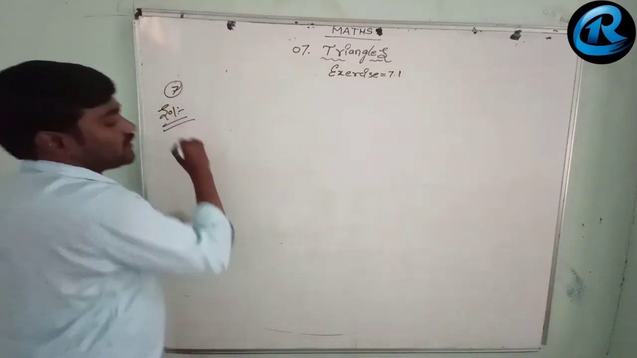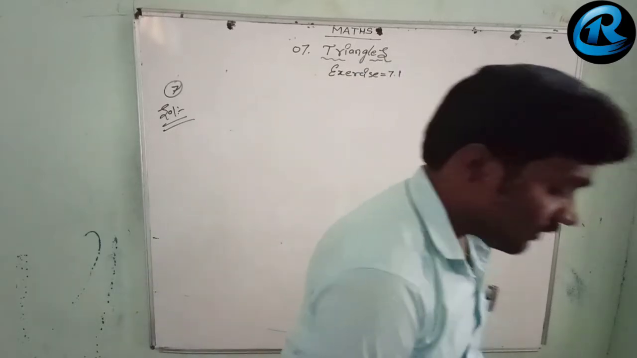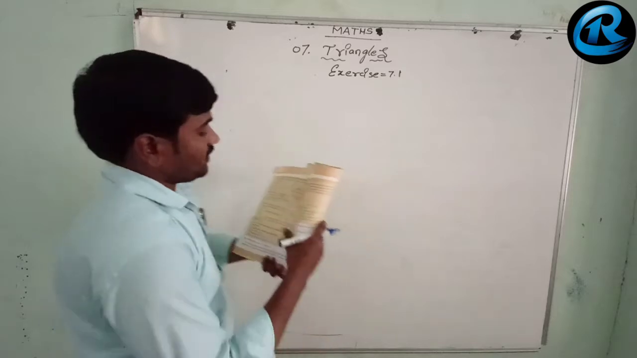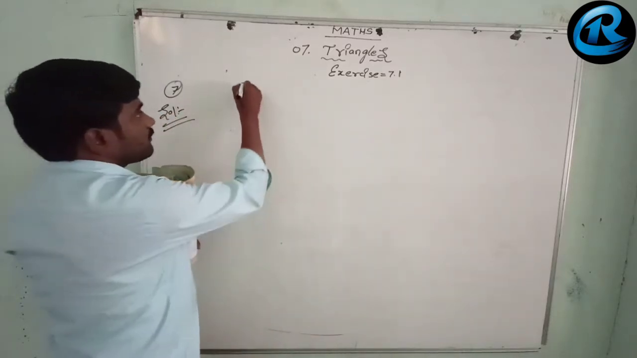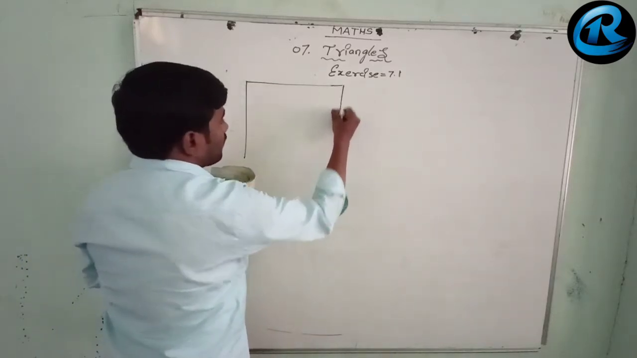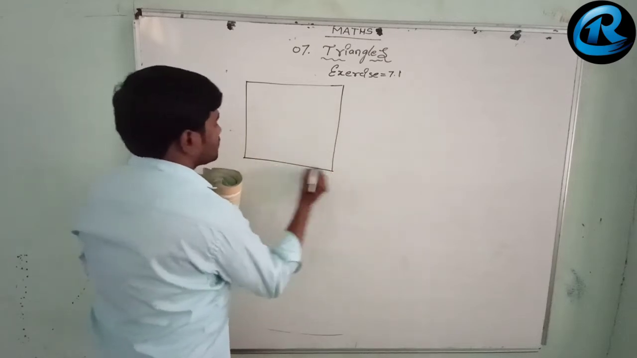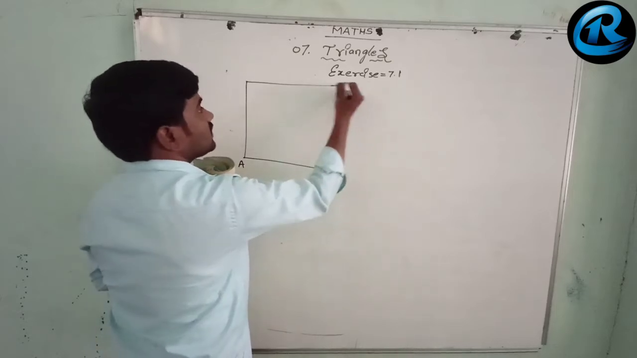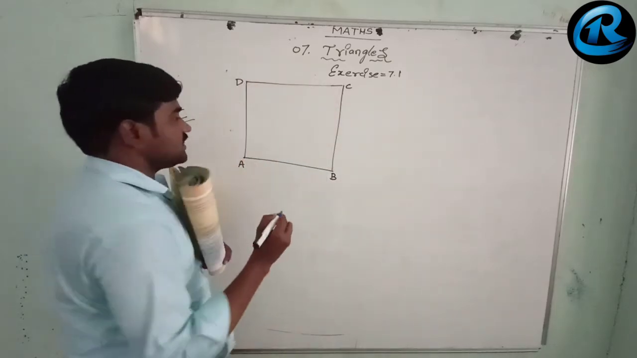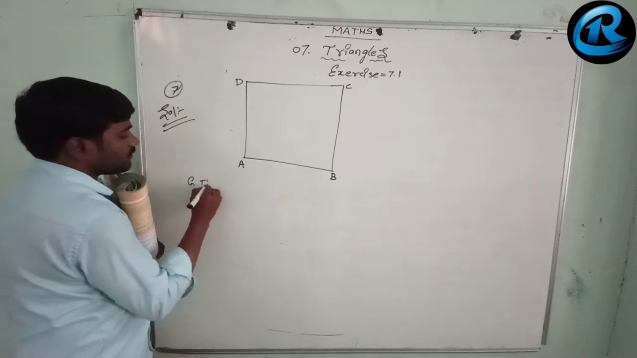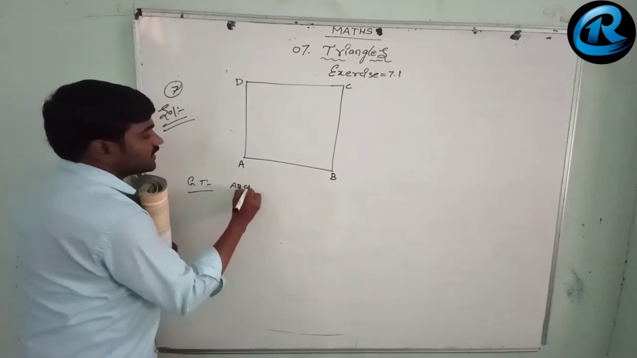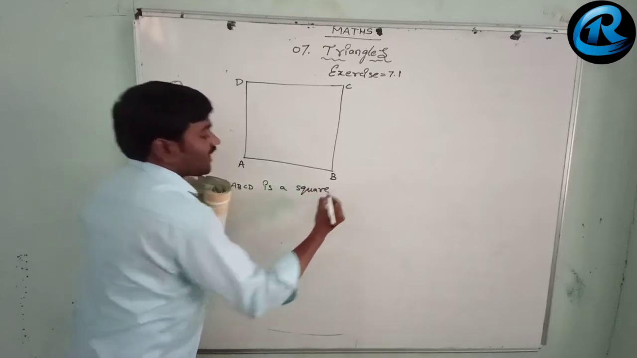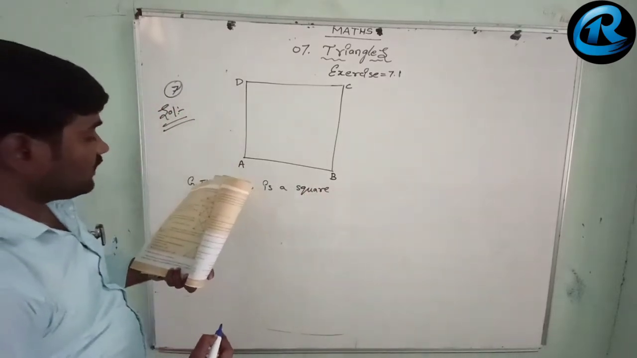Let us see what the question is. The 7th question is that, in the adjacent figure, ABCD is a square. Okay, let me draw a square. Yes, it is ABCD. A, B, C, D. ABCD is a square. Given that ABCD is a square.